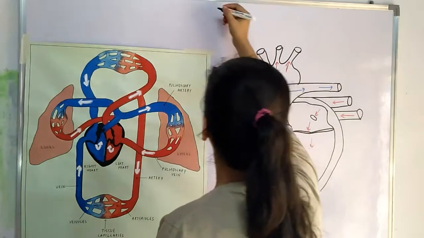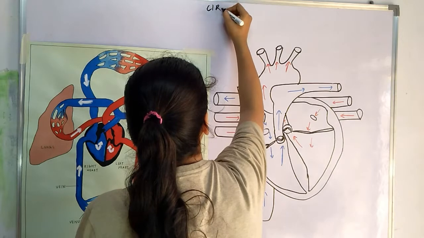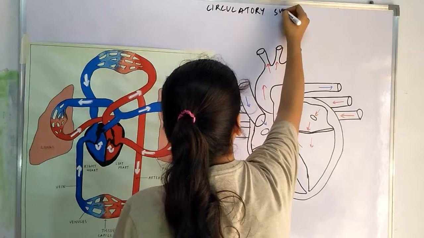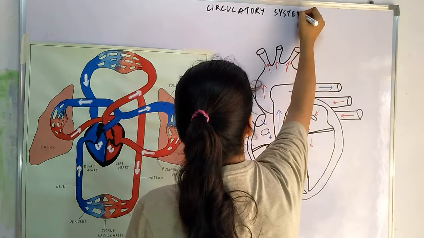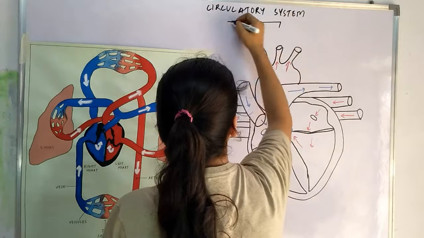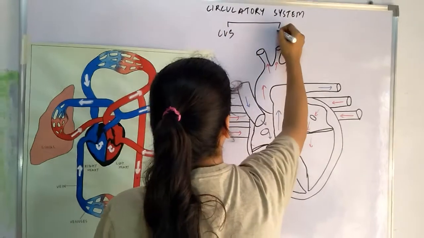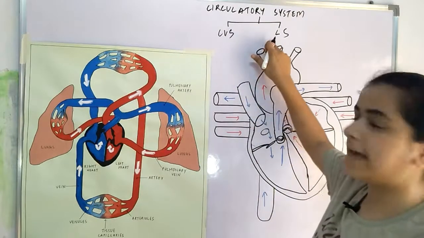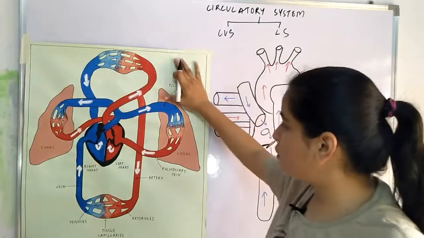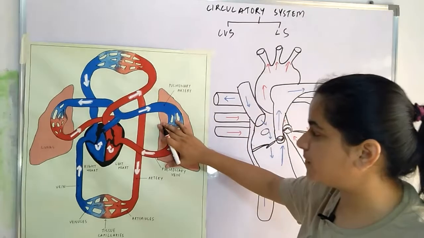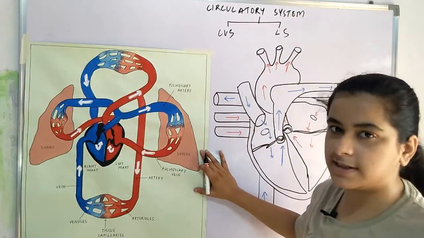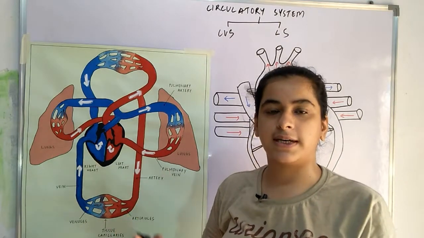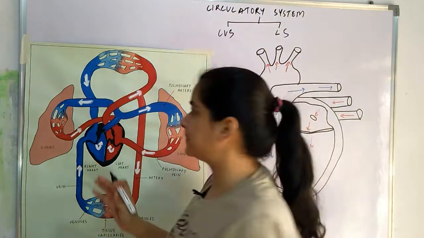So, circulatory system, two parts, cardiovascular system and lymphatic system. CVS stands for cardiovascular system and LS for lymphatic system. So what you are noticing here or observing here is the cardiovascular system. If you break that word cardiovascular system, you will find two words, that is cardio and vascular.